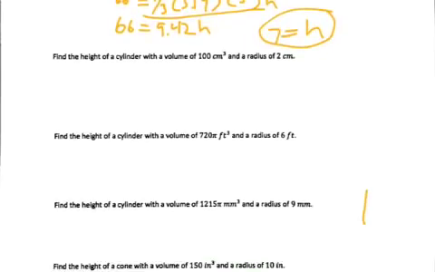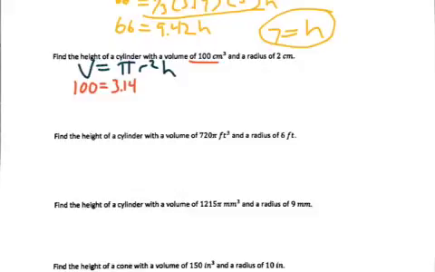Take a look at the next one. It says find the height of a cylinder with a volume of 100 centimeters cubed and a radius of 2. So now we're dealing with a cylinder, and the volume of a cylinder is just pi r squared h. We don't need the 1/3 in this one because it's not a cone. Okay, they're telling us the volume. The volume is 100, so that's my V. There's no pi in the volume, so I'm just going to use 3.14. The radius is 2, so times 2 squared times h.